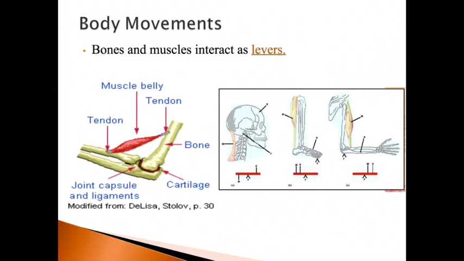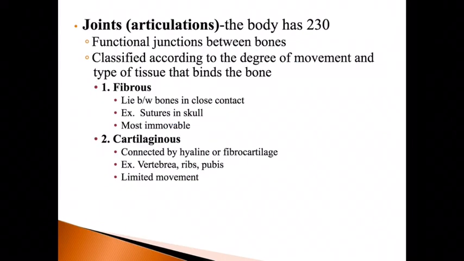All right, let's talk about some movements of the body. All the movements of the body, which we learned the names of, supination, pronation, flexion, extension, those. But talking more about how the muscles and the bones interact is all about a lever system. At any point where two bones come together is called a joint, okay? So the junctions between the bones are called joints, and they are classified based upon how much they move and what type of tissue binds them together.